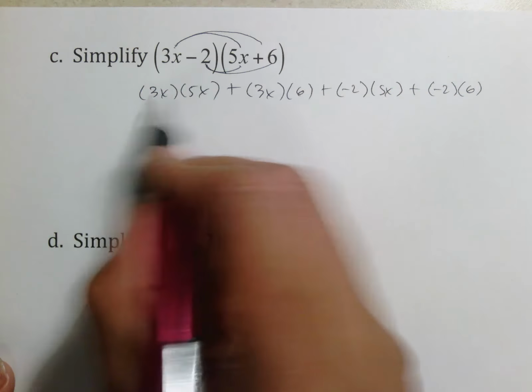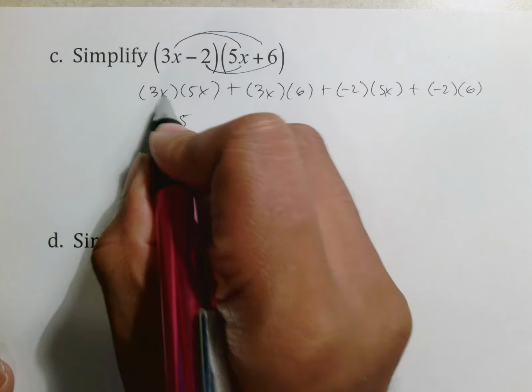Now you work this out. It's positive 15 because 3 times 5 with 2 x's.